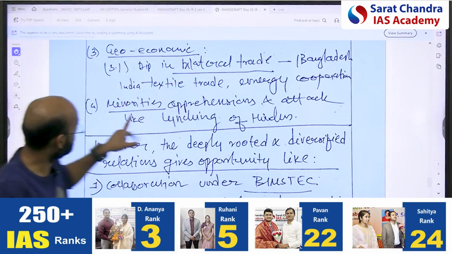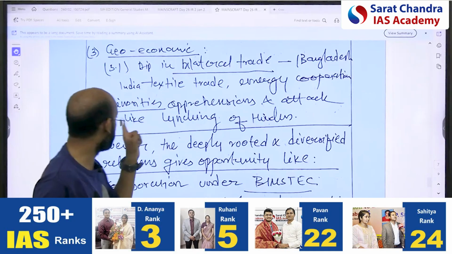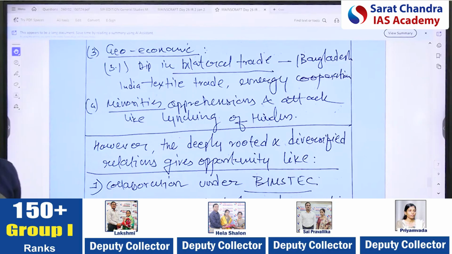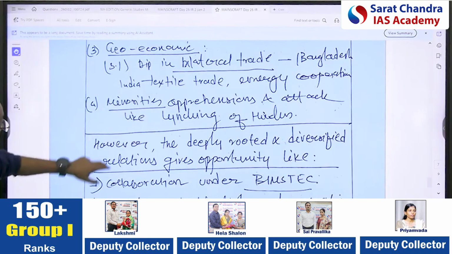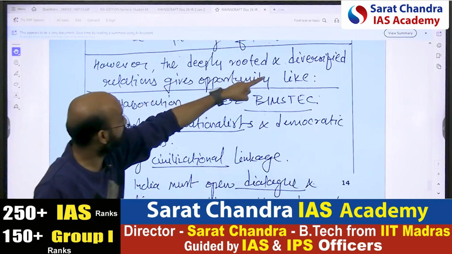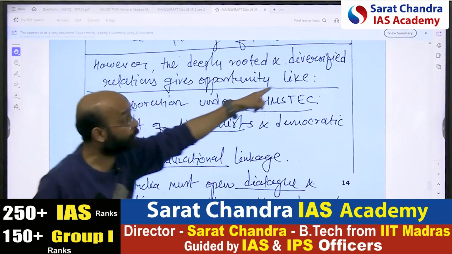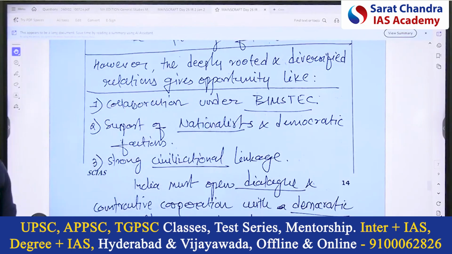Geo-economic, deep in the bilateral relation. Minorities' apprehension and attacks like the lynching of Hindus. This point nobody mentioned, and it is a very major issue right now. However, the deeply rooted and diversified relation gives opportunities. That is the critical examination.